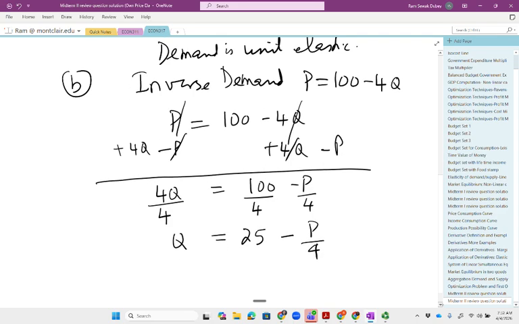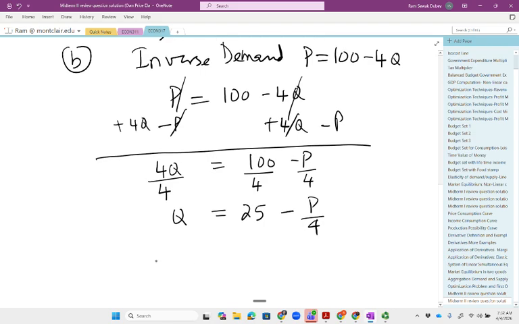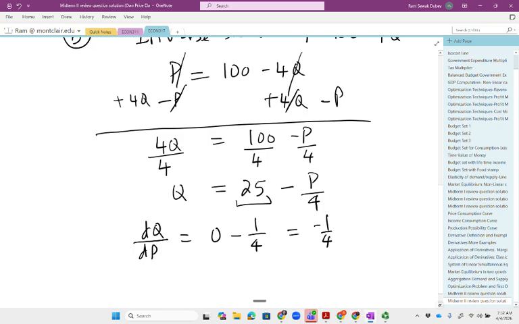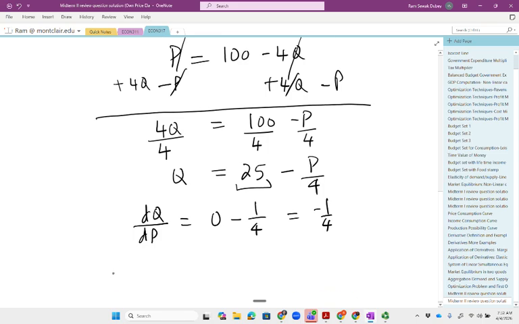So this is our demand function, and now we can take the derivative. The derivative of Q with respect to P is: the first term turns out to be 0, minus the coefficient of P, which is 1/4, and P is raised to the power 1, so the derivative is minus 1/4. With this, we are now given the quantity, and in the first part, the quantity is given to be 10.